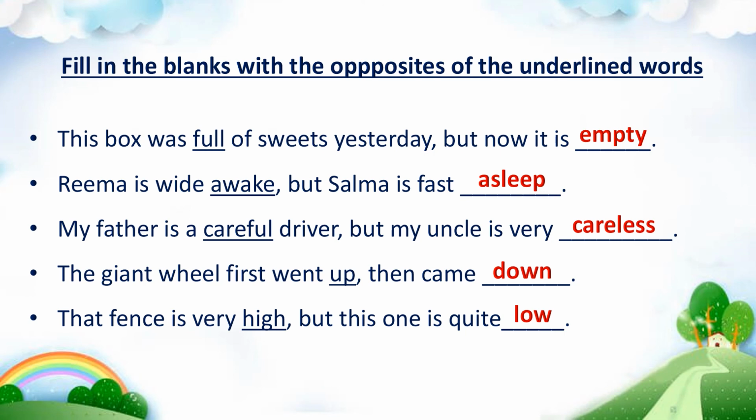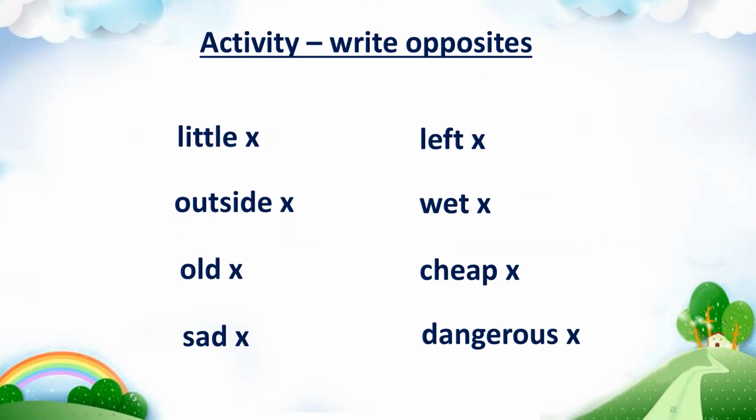Let's see the next activity. Here is the activity. We have to find out the opposite words of these given words. Now the first one given is little. So what will come? Little, big. Yes, you can write small, few, little, big.